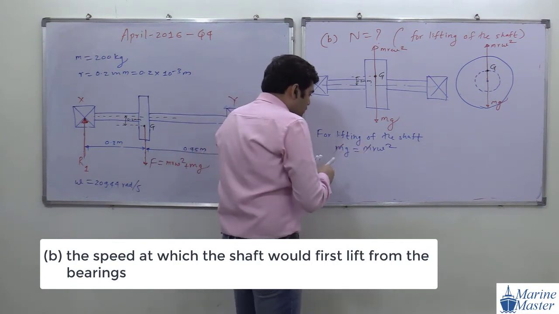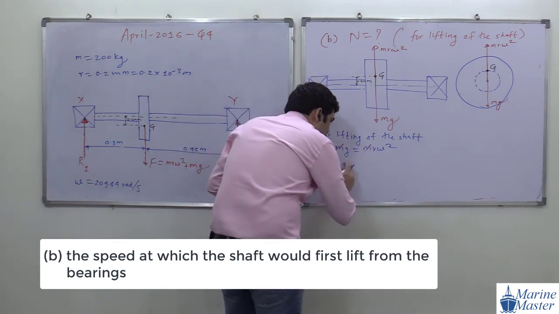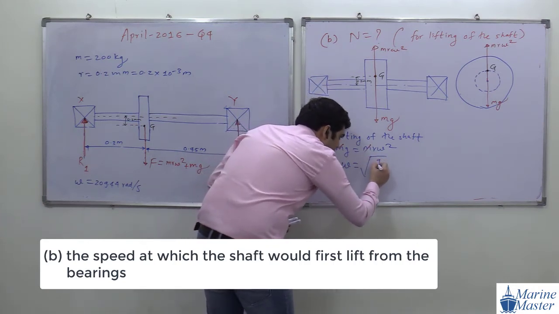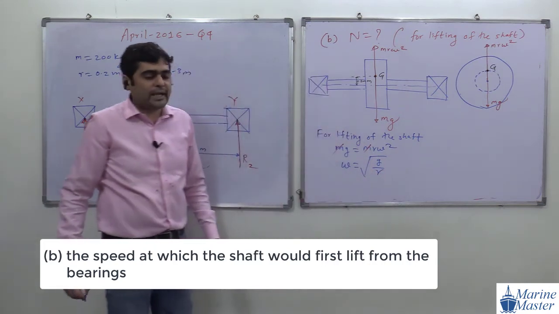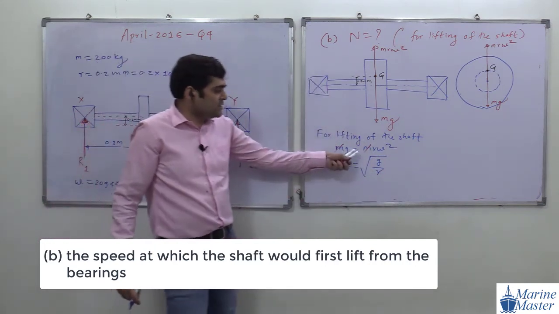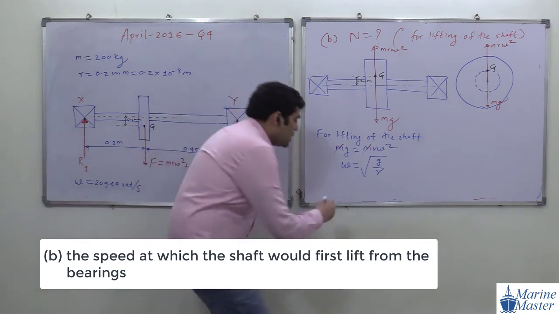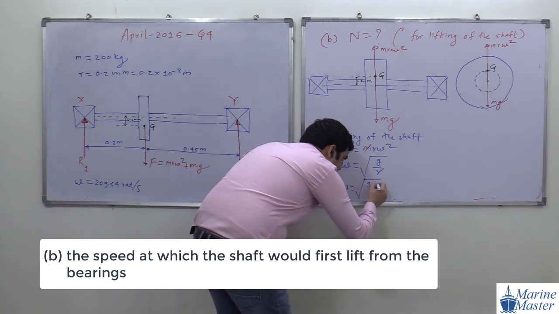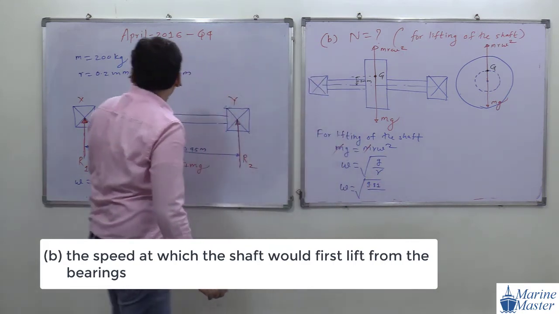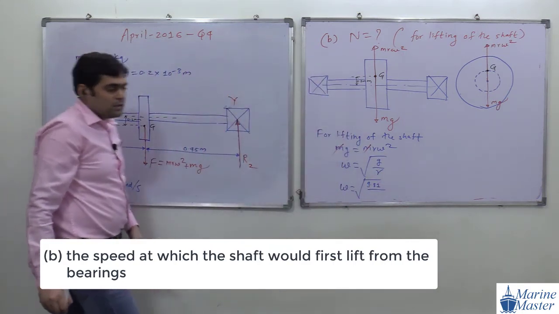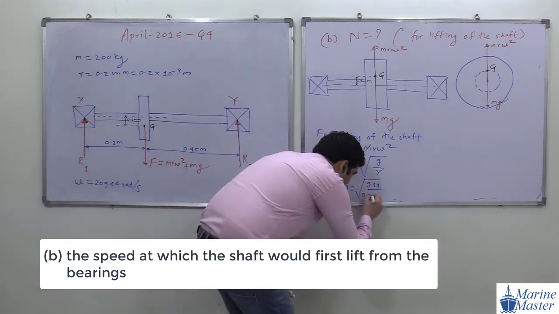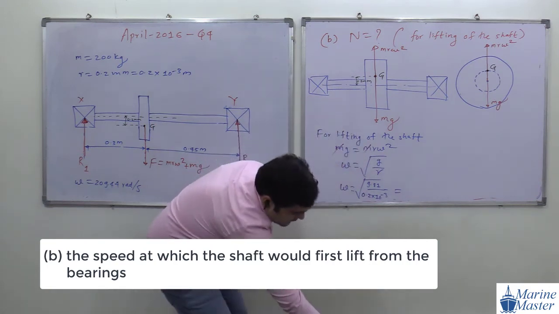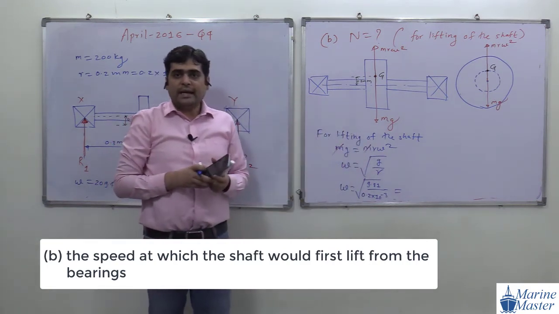So omega is equal to the square root of g by r. Can I write it like this? Any doubt in this expression? So omega will become, g is 9.81, and what is the radius here? 0.2 mm, which means 0.2 into 10 raised to the power minus 3. So we will get omega. Everyone, please do the calculation and tell me the value of omega.